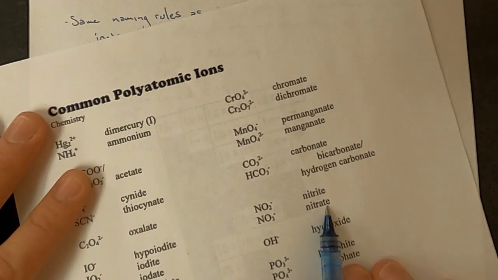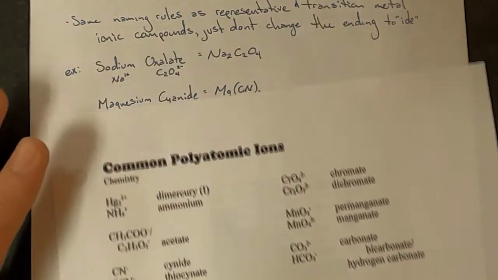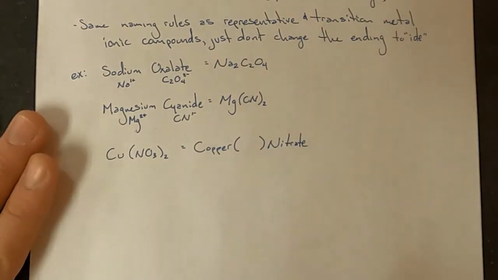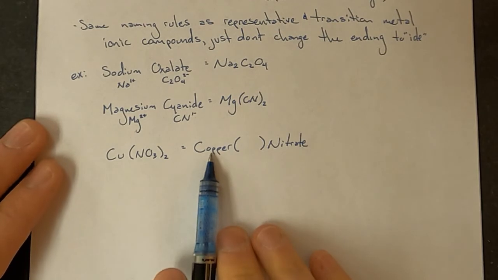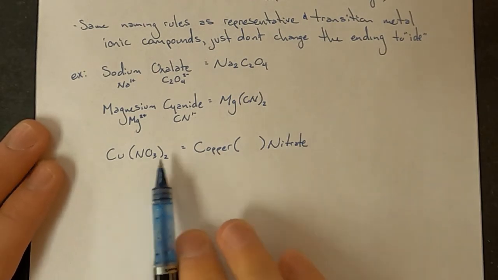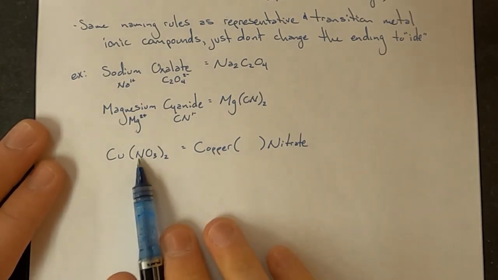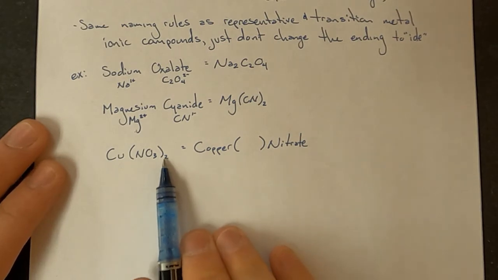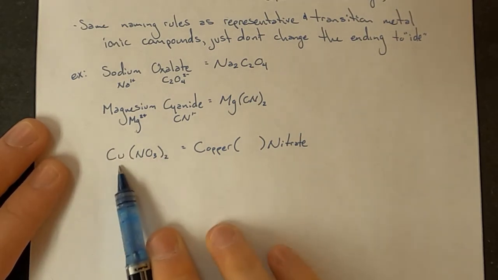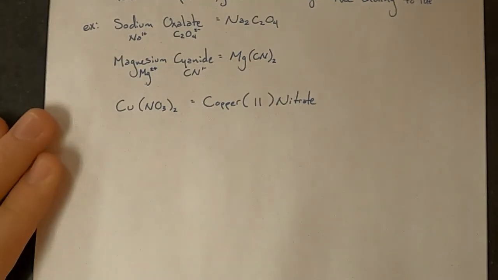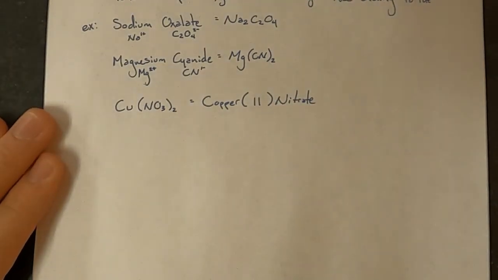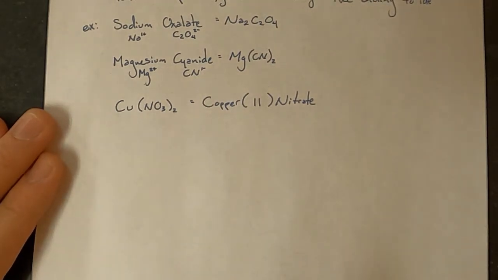Its name is nitrate, and it has a 1- charge. Now we can use the fact that this has a 1- charge to figure out what the charge on the copper is, since it needs to balance out. The nitrate has a 1- charge, but there are 2 of them indicated here, and so the copper has to be 2+. We'll look at one last example where we go from a name of a transition metal ionic compound to its formula.